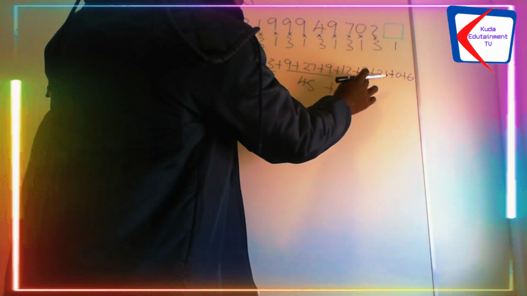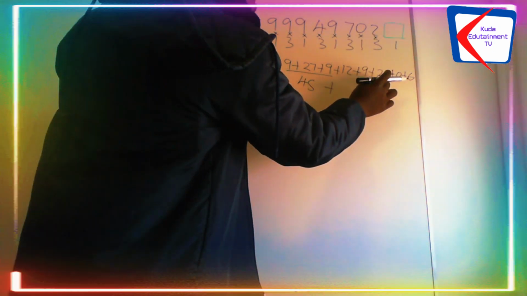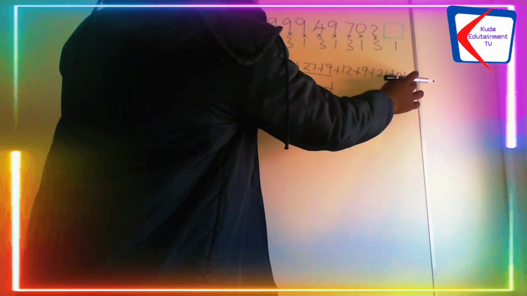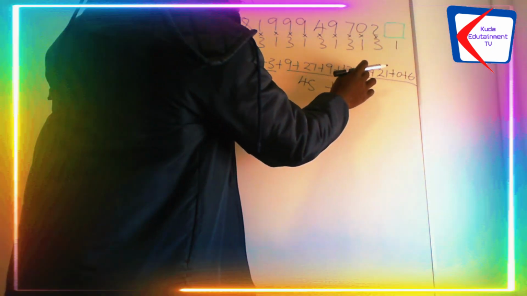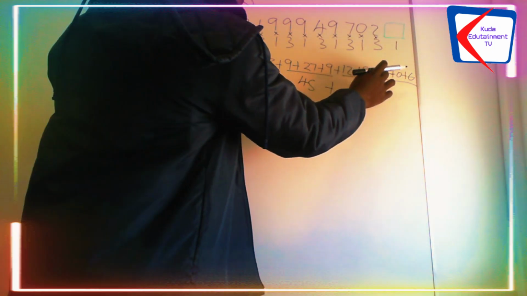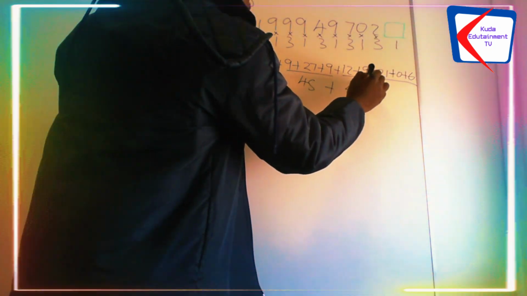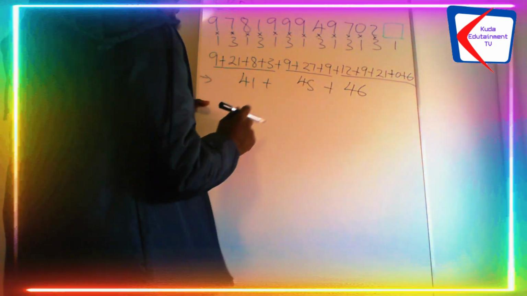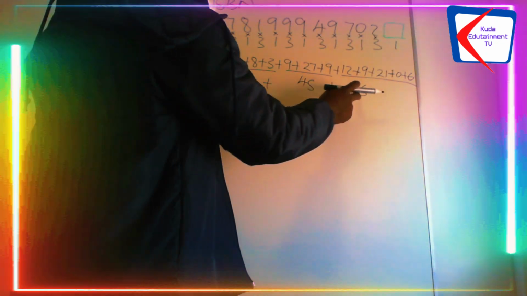12 plus 9 gives us 21. And then 21 plus 21 gives us 42. 42 plus 6 gives us 48, right? 12 plus 9 is 21, 21 plus 21 is 42, plus 6 is 48. So now we do 41 plus 45 plus 46.